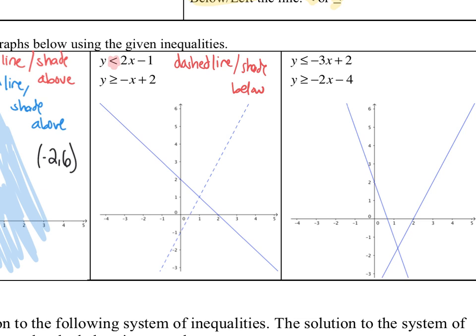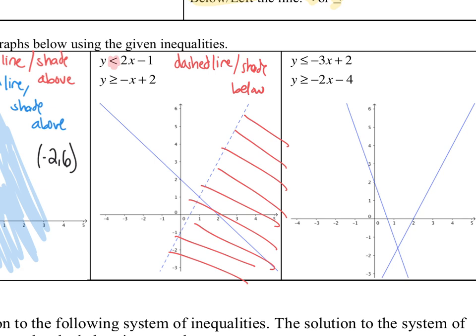So if I do that, I'm just going to keep my red pencil here, and I'm going to shade below this line, and I'm just going to draw lines going at an angle to shade below those lines. Okay? And then if I look at my second equation, I have y greater than or equal to negative x plus 2. So I know that that's my solid line. And I also know that I have to shade above the solid line because it's greater than or equal to.